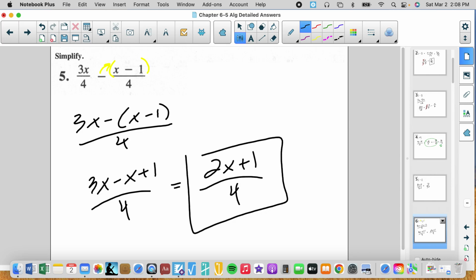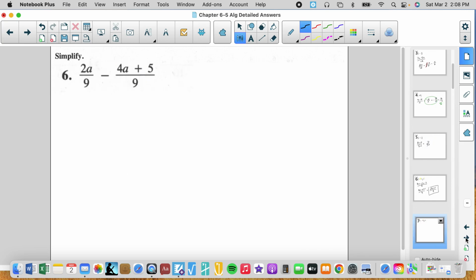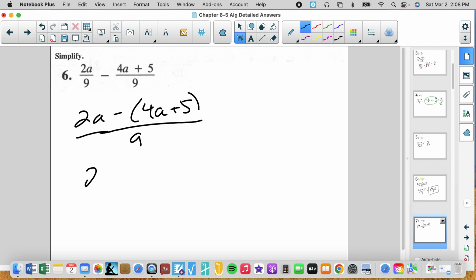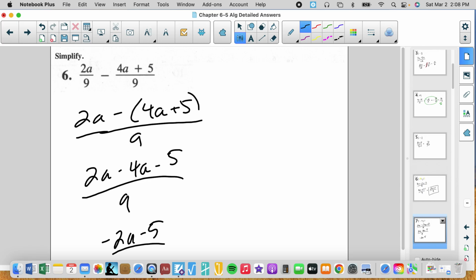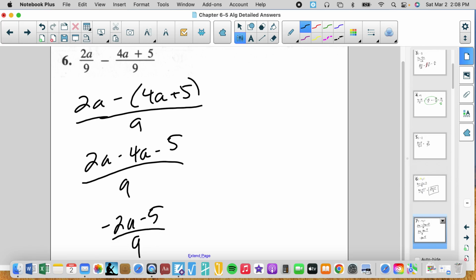The 2 and the 4 can't cancel because it's not multiplying a quantity. So we can't factor 2x plus 1. So that's your answer. 2a minus the quantity 4a plus 5 all over 9. 2a minus 4a minus 5 over 9 gives us negative 2a minus 5 over 9.